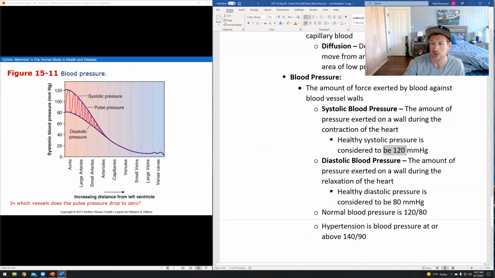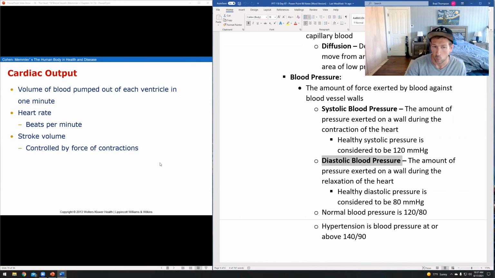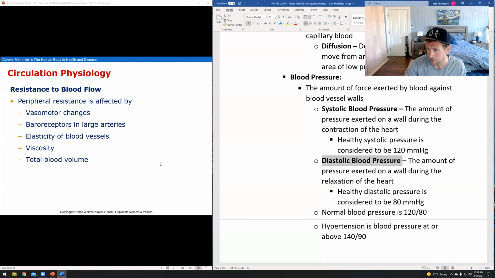That should be around 120 units of pressure, right? Ideally. And then we have the pressure when your heart is relaxing. There's still pressure, there's still blood in your blood vessels. It's just there's much less pressure pushing on them because the heart's in a relaxed position. That is your diastolic blood pressure. And so that should be around 80 units of pressure. And ideally, our blood pressure will be somewhere between 120 over 80. 120 is the contraction part, 80 is the relaxation part.